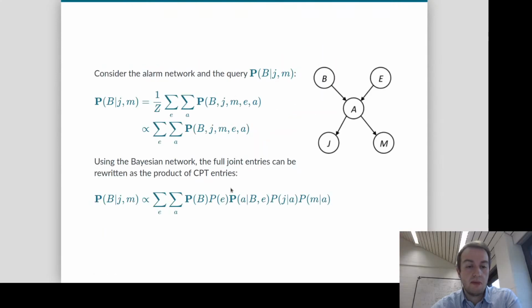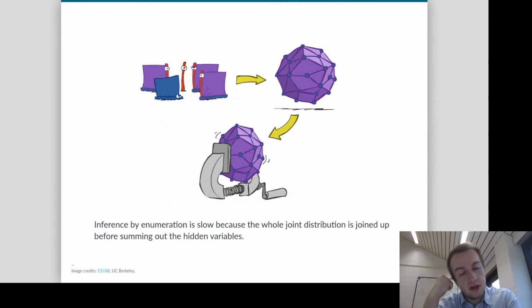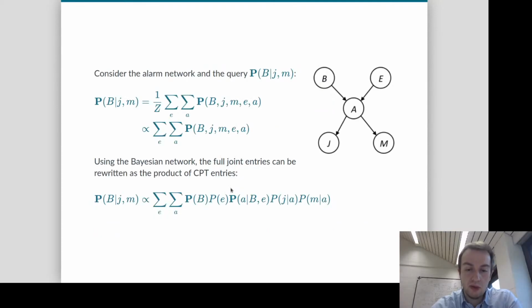Okay, so we could just apply this and we would obtain a correct result. But if you were to implement this algorithm in Python, let's say, then you would quickly realize that this algorithm, inference by enumeration, is slow because you need to compute the full joint before marginalizing the hidden variables.